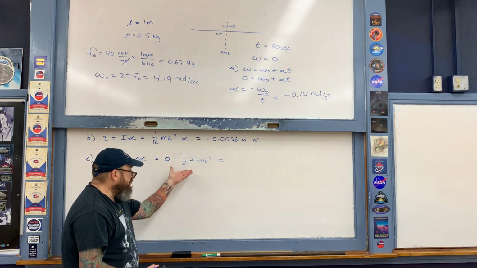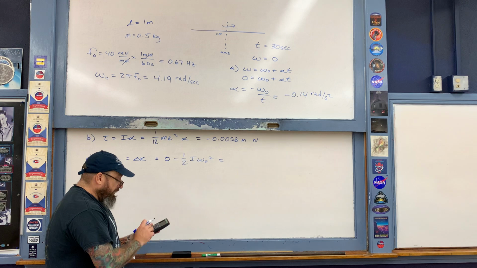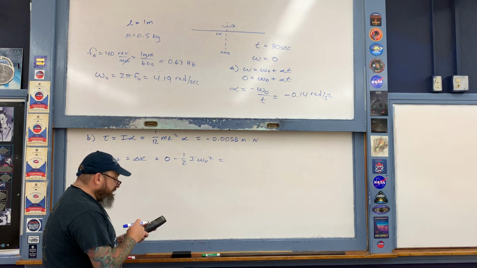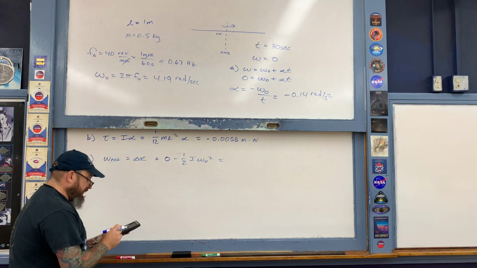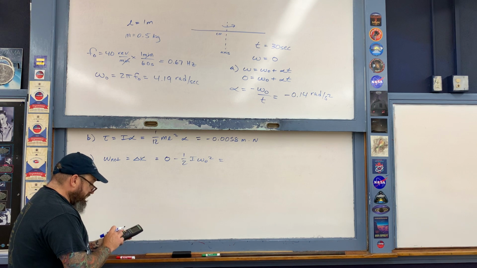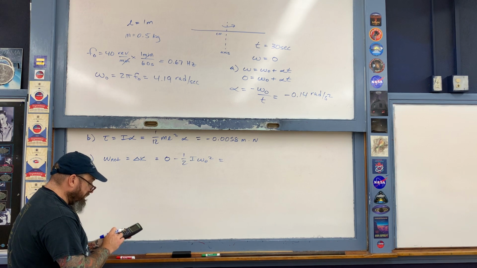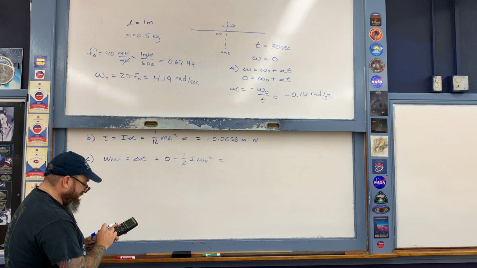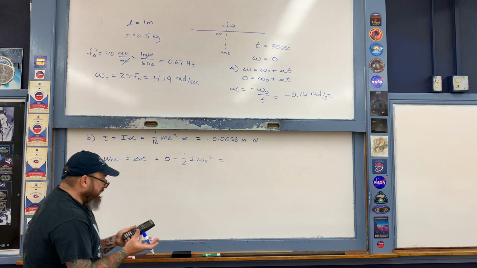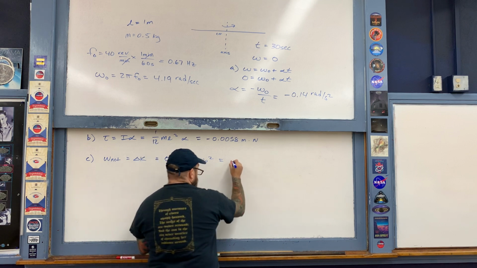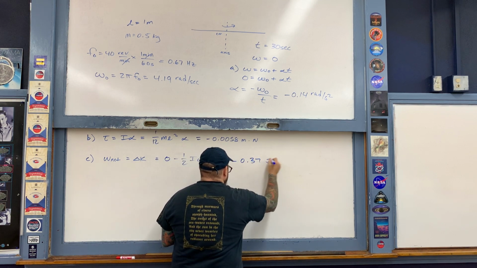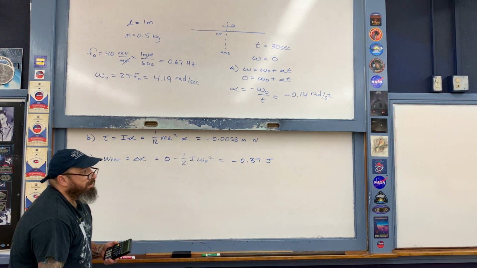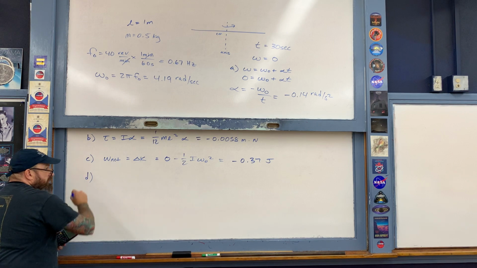So let's just go ahead and determine this number. Negative 1/2, and it'll be negative because we're talking about energy lost as heat here. And then multiply by I, so 1/2 times 0.5 times 1 squared, and then times omega naught squared. So times 4.19 squared, and this ends up being about negative 0.37 joules as our answer. And then part D, the number of rotations made.